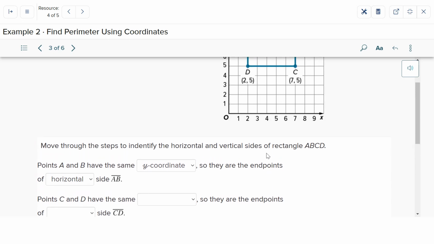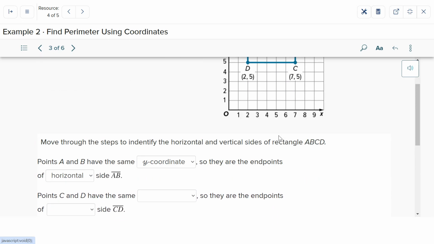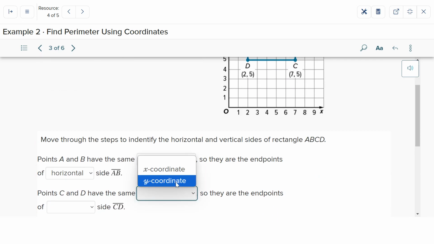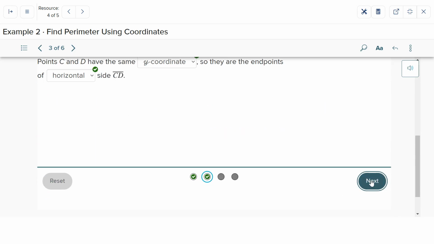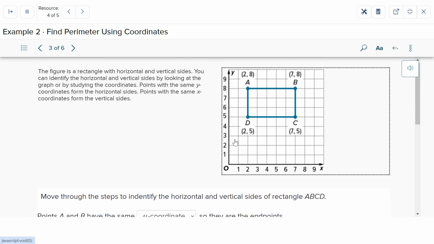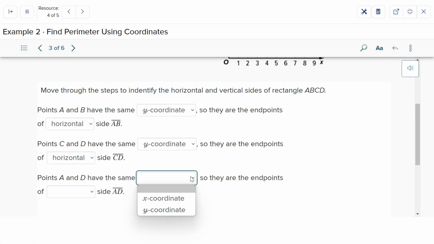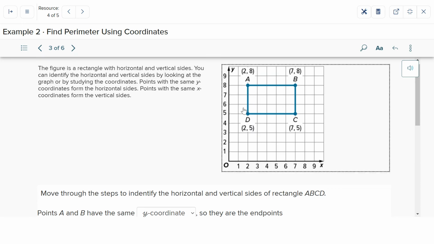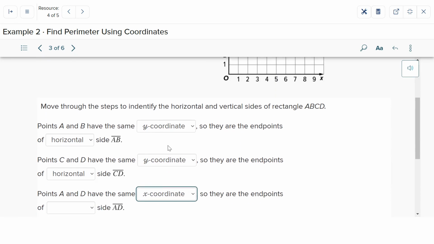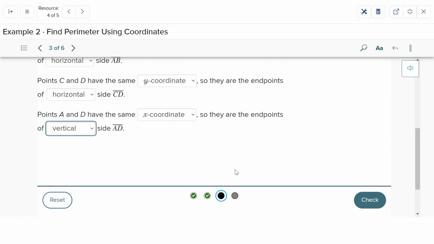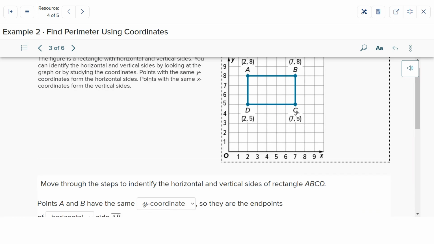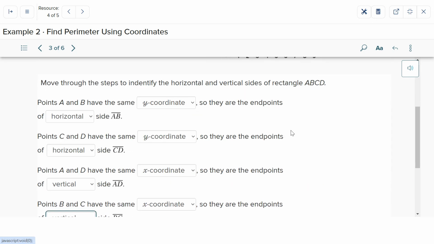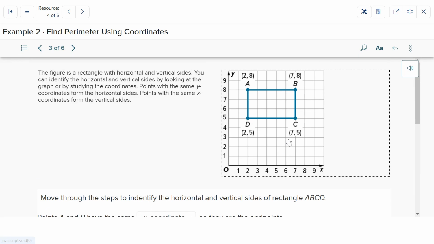Okay. Then points C and D also have the same y coordinate, and they are also horizontal. And then what do you know? Points A and D have the same x coordinate. That would be the 2 and the 2. And so these are vertical. And then finally, we have another x coordinate that is vertical. Those are these, the 7 and the 7. Those are the same. Okay.